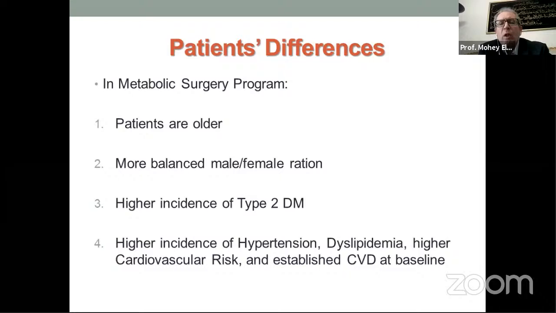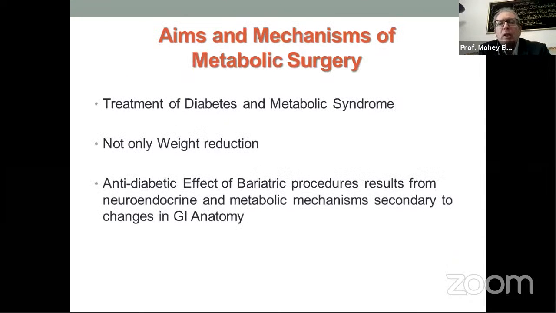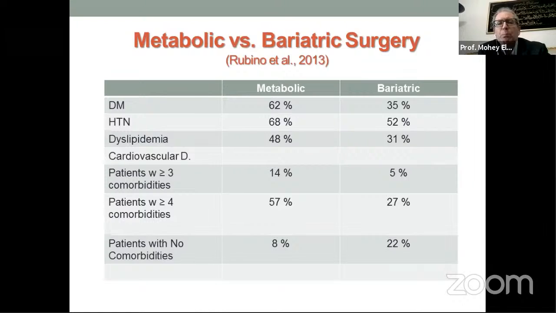Of course, there is a higher incidence of type 2 diabetes mellitus and other comorbidities, dyslipidemia, cardiovascular risk, and maybe cardiovascular disease. And the aims are different. The aim of metabolic surgery is to treat diabetes and metabolic syndrome, not only weight loss. And the anti-diabetic effect of bariatric procedures results from neuroendocrine and metabolic mechanisms, not only restrictive mechanisms, that's a reduction of the amount of food. These are the differences between metabolic surgery and bariatric surgery patients.